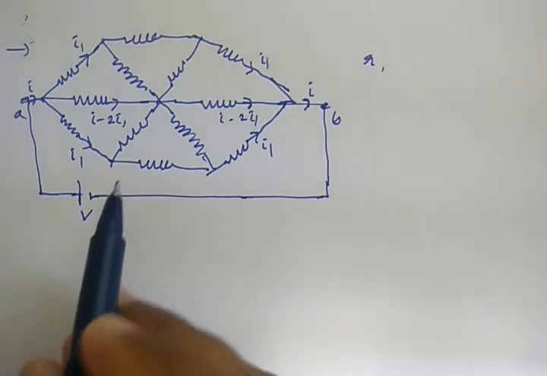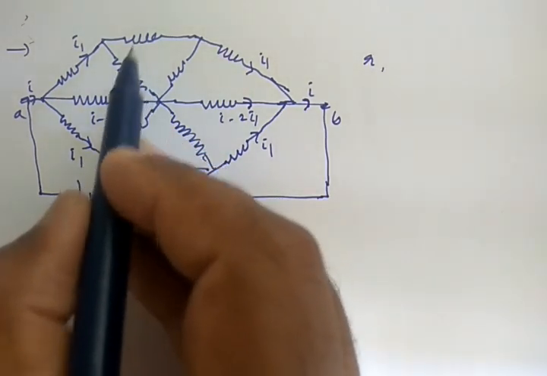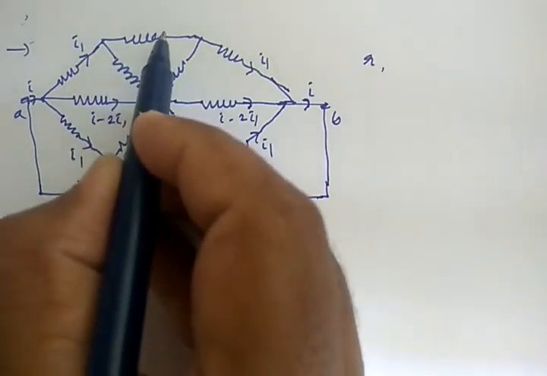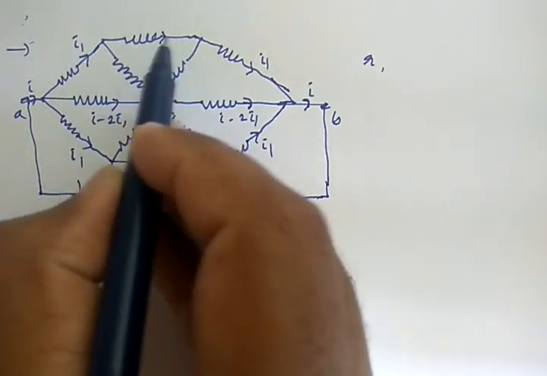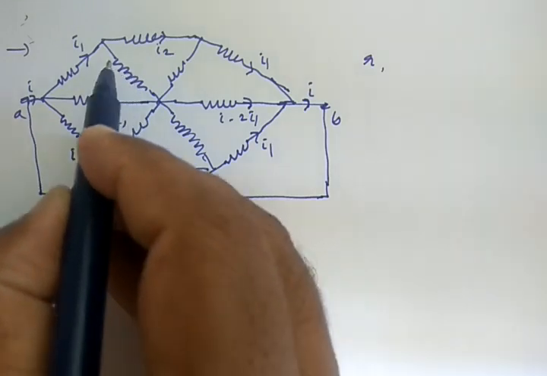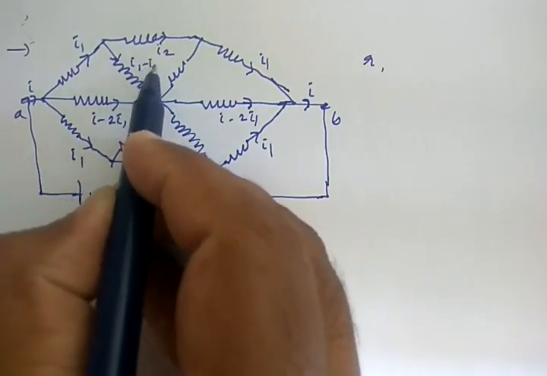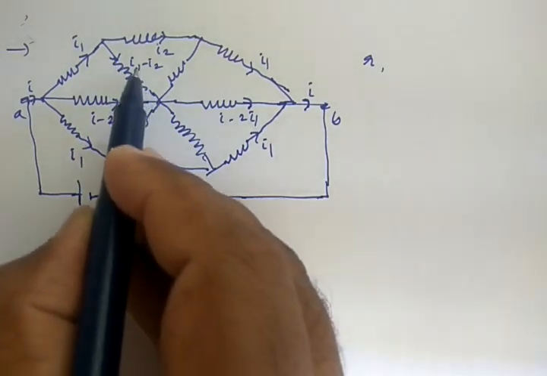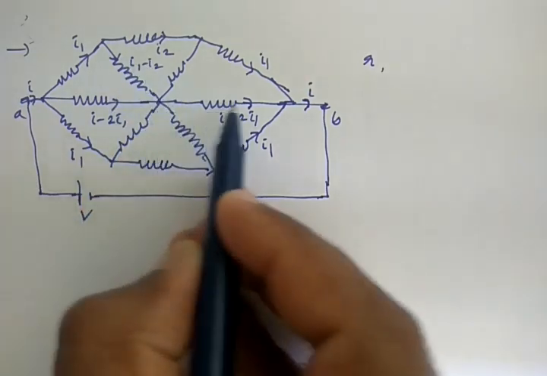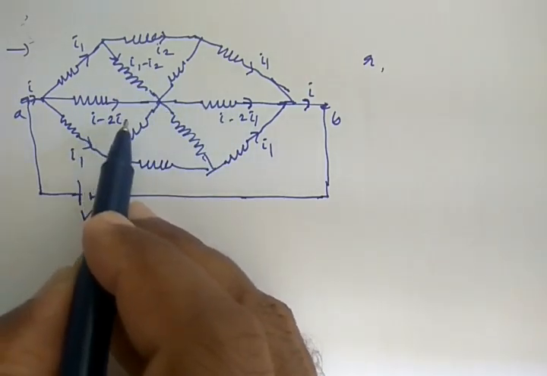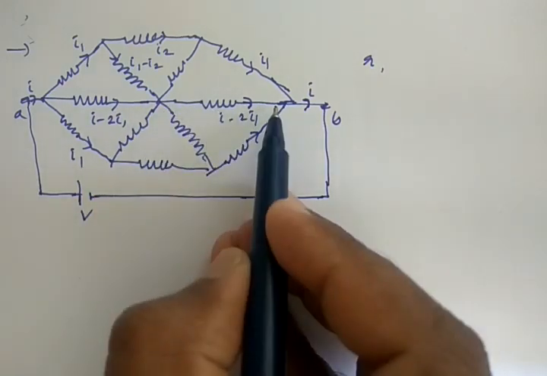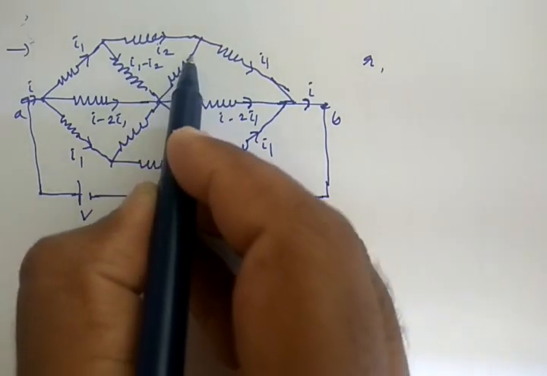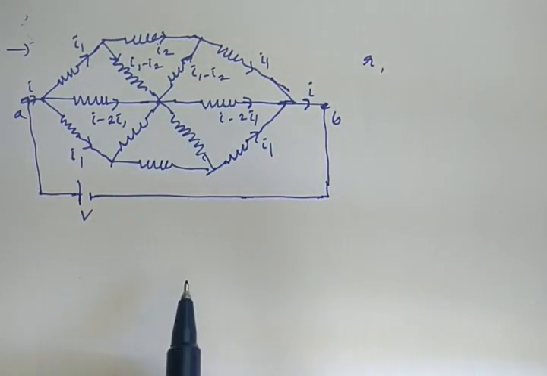Now look at this line. Then I1 is once again meeting a junction here. If it meets a junction, a part of I1 will go through this line. Let us say that is I2, and the remaining part will go through this line. That is I1 minus I2. And I1 minus I2 is again meeting a junction, but this current will not go through this because I minus 2 I1 is coming here and the same current is going through this line. So this current cannot come to this line now. This current will go back like this, I1 minus I2.